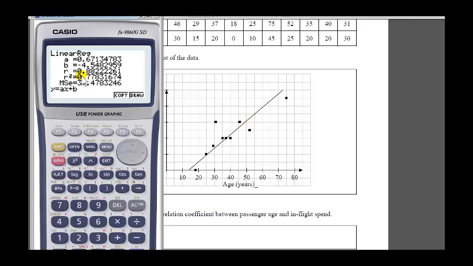Now with this calculator, actually you can see the equation of our line of best fit. So here's the line. Its equation is ax plus b. So a is the slope of the line, it's the coefficient of x. You can see it's 0.67 roughly. B is the intercept, the y-intercept of the line. So this line cuts the vertical axis at roughly minus 4.5.